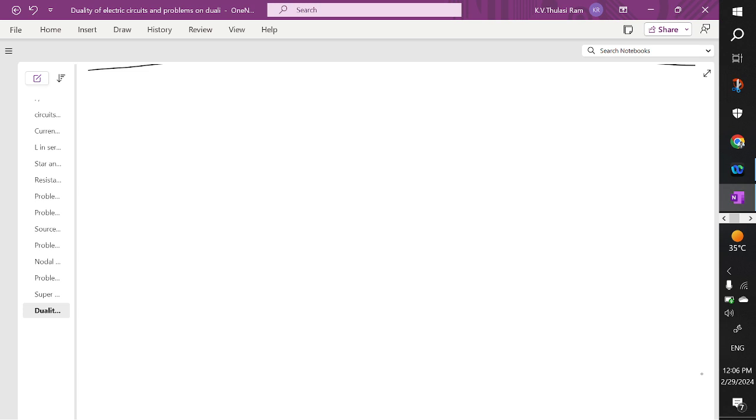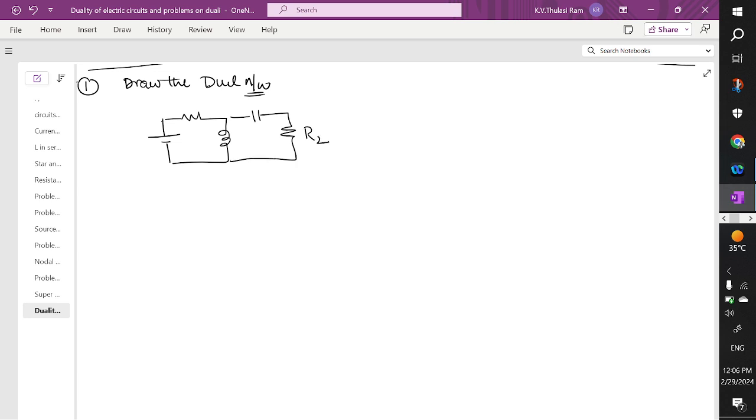The given problem is problem number 1, or example 1. Draw the dual network of the network shown below. The network has a voltage source, a resistor R1, an inductor, a capacitor, and a resistor R2. This is R2 ohms, this is C farads, this is L inductance, this is R1 ohms, and this is the voltage source. Now how to draw the dual of this? First identify the loop currents.